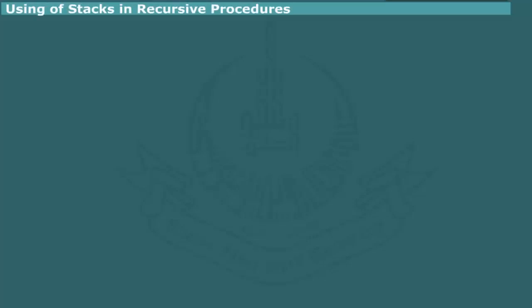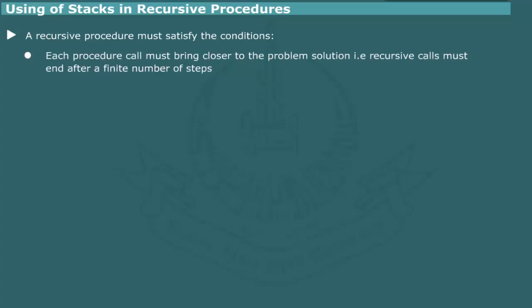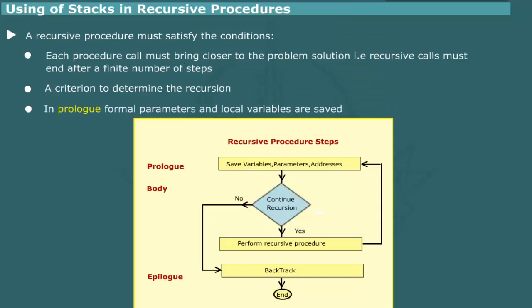Use of stack in recursive procedures. A procedure in which a function calls itself is called recursion. It is a powerful technique which is extensively used in concise description or solution of a problem. For a recursive procedure to be useful, it must satisfy two conditions. First, each procedure call should bring it closer to the solution. Second, there must be a decision point at which the procedure should terminate. A recursive procedure that satisfies these conditions is said to be well defined.